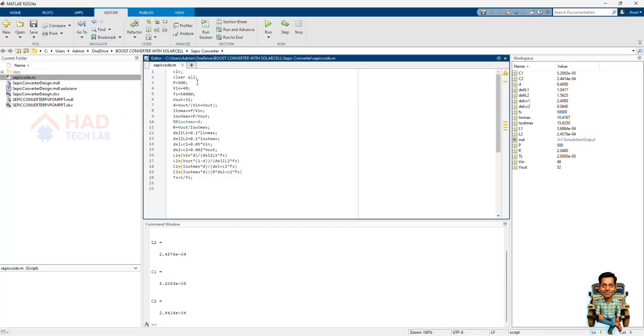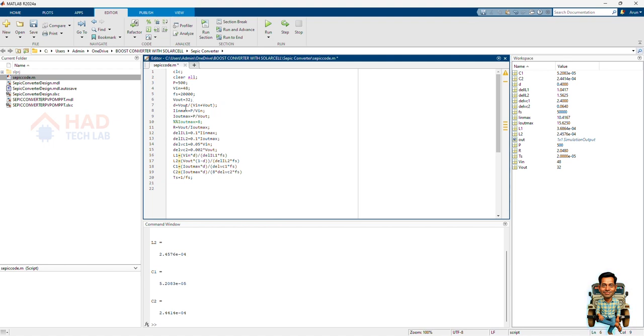So first, I am going to choose the power of my SEPIC converter as 500 watts. The input voltage I choose here is 48, and I also choose a 20 kilohertz frequency. The output voltage is 32, and the input voltage is 48, so the output voltage is lower than the input voltage. It operates in the buck mode. Then the duty cycle, as I showed in the formula, I chose Vout divided by V in plus Vout.